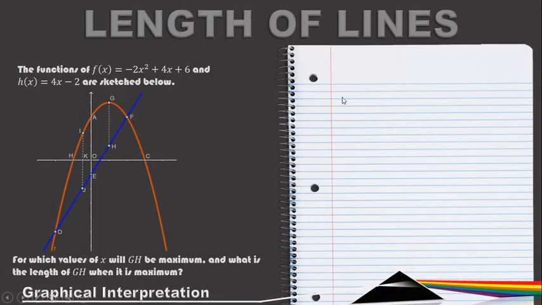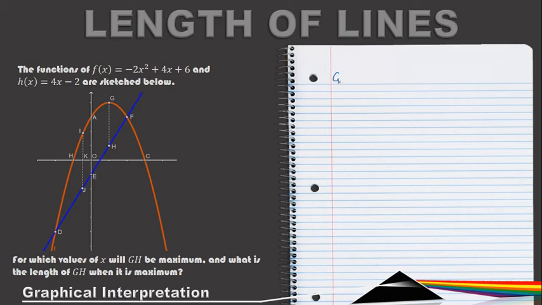Okay, so now the functions f(x) and g(x). Once again, these are the other functions that we worked with earlier. And then the question states, for which values of x will GH be maximum, and what is the length of GH when it is maximum? So that means we have this GH, and we worked out what GH was in terms of x.